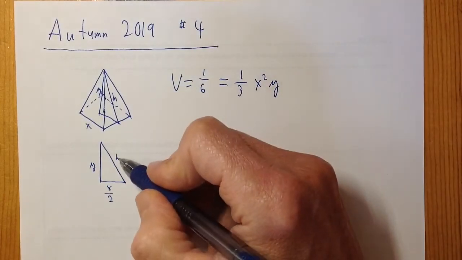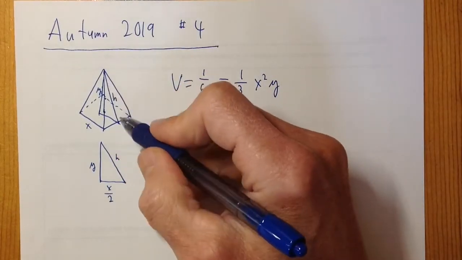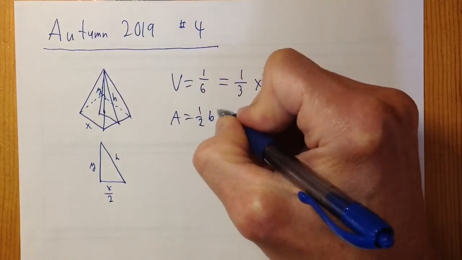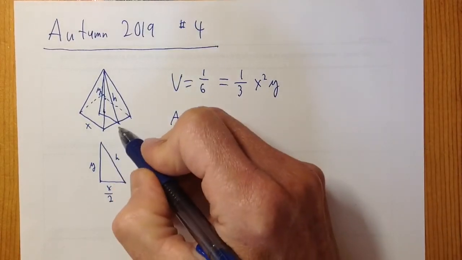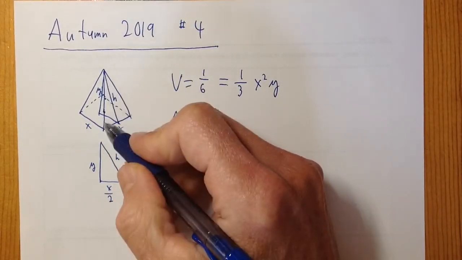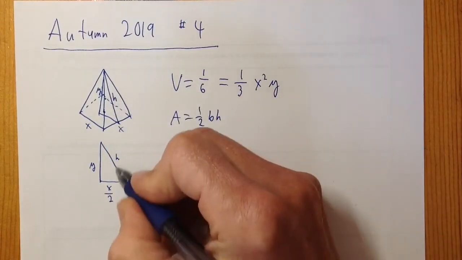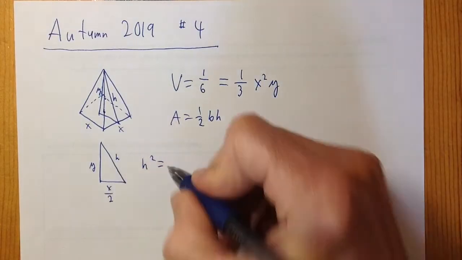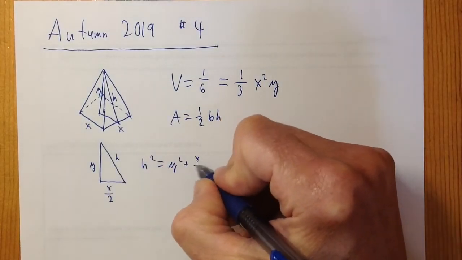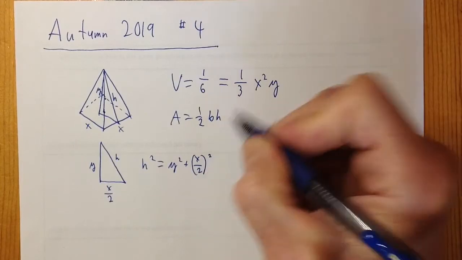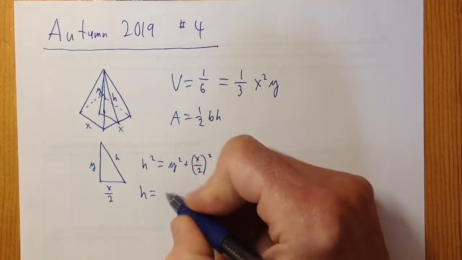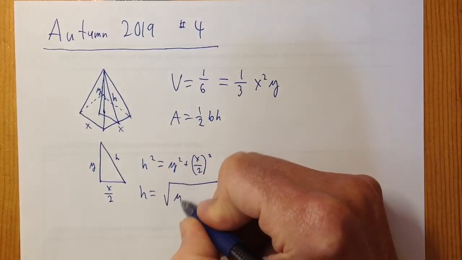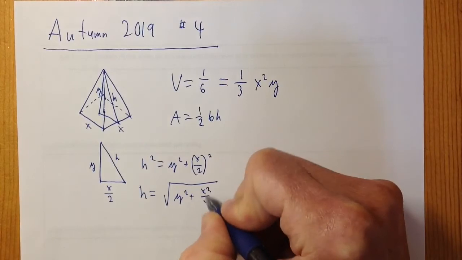So h then is what we want. That's because the area of our triangle is 1/2 base times height. So the base is x. Here's one of our isosceles triangles, and the height is what we want to know, this h. But we can figure out h from here. So h squared, as h is the hypotenuse, is just y squared plus x over 2 squared, or h is the square root of y squared plus x squared over 4.